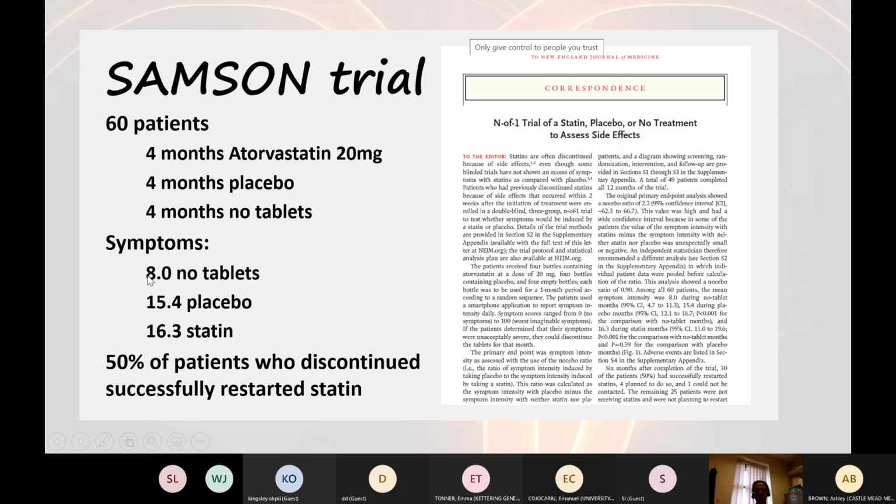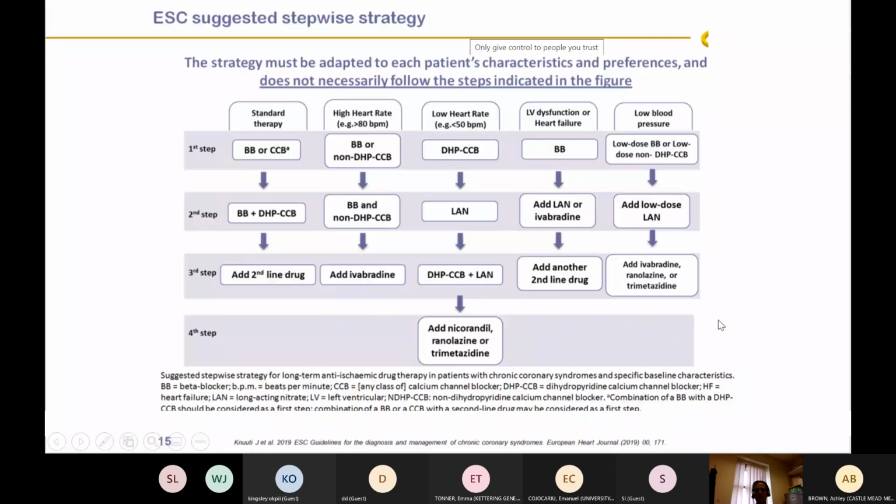They had little by way of symptoms when they weren't taking anything. They had the same amount of side effects from placebo as they did from statin. And they then persuaded 50% of the patients who discontinued their statin to restart it when they took their results to them and said, look, those terrible symptoms you're complaining about, you were taking a sugar pill. So try and encourage patients to take statins. They have a very bad press, which is not really fair.